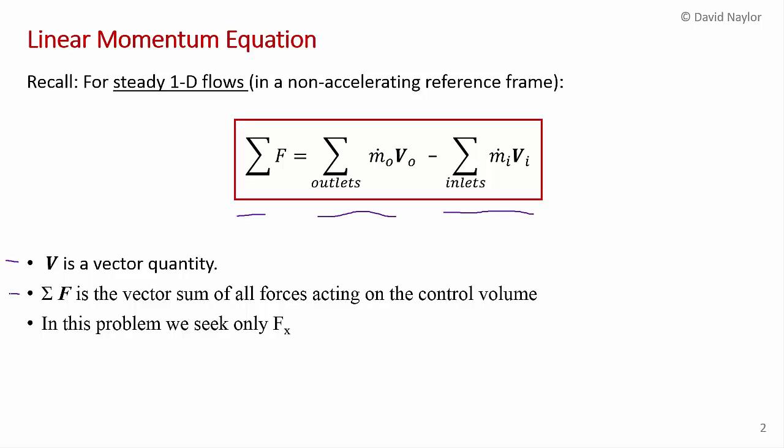Now in this problem, we only have one inlet and one outlet, as you'll see when we solve the problem. And it's a little simpler. We're only seeking the force in the x direction required to hold the cart at constant velocity. So we're only going to be considering the change in momentum here in the x direction, the outlet minus the inlet.